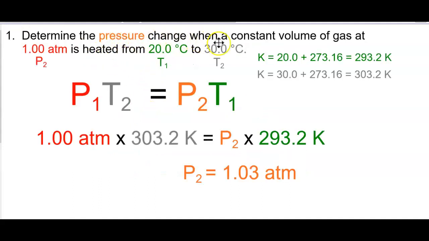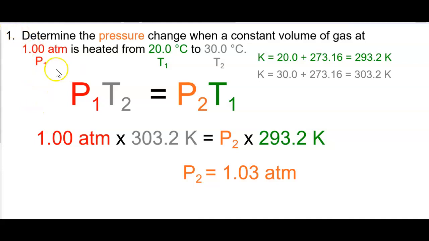Okay, determine the pressure change when a constant volume of gas at 1 atmosphere is heated from 20 to 30 degrees Celsius. I have to convert both of my temperatures into Kelvin. My generic formula is P1 T2 equals P2 T1. I know that this is my 1 to 2. That makes the most sense because it's going from one temperature to another. So I put in my P, this should be P1 here. That's a typo. Let me fix that.